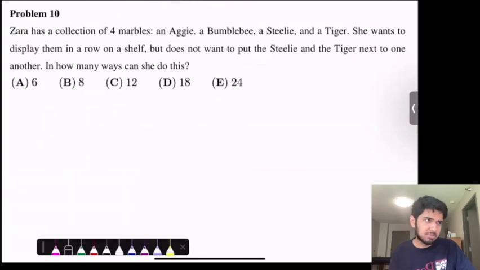Zara, I don't know, has a collection of 4 marbles. An Aggie, a Bumblebee, a Steely, and a Tiger. She wants to display them in a row on a shelf, but does not want to put the Steely and the Tiger next to one another. How many ways can she do this?